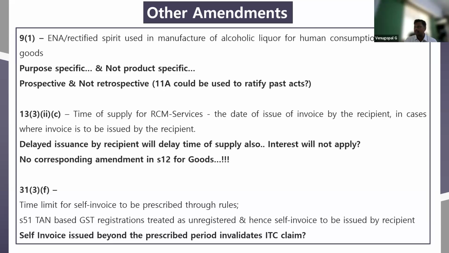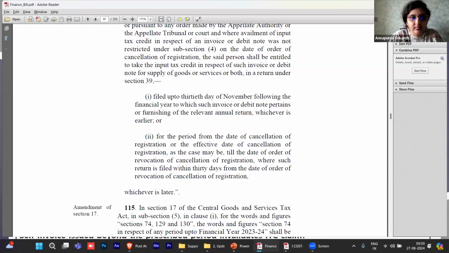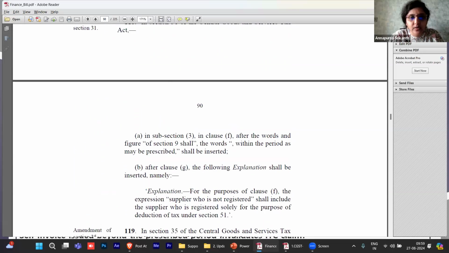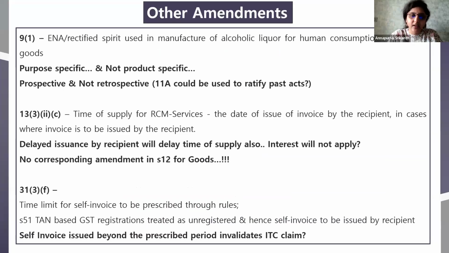No, 31.3F says even for the government, you treat them as URD and you raise it. That is the explanation. I'm just telling 31.3F, where the time limit is prescribed. Here, after the words of section 9, the words "within a period as may be prescribed". Yeah, it looks like it is just giving a specific room for levy of penalty, like a contravention basically.